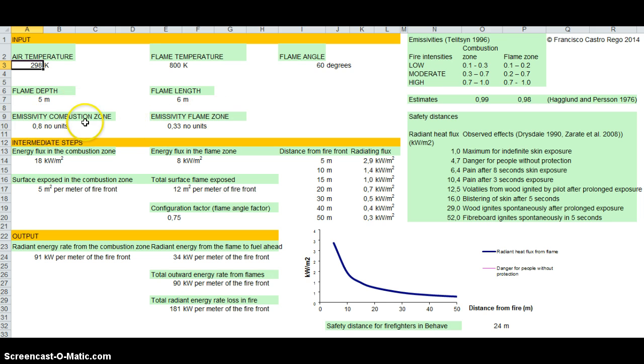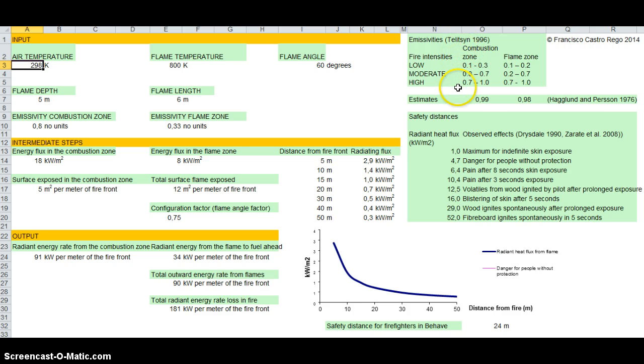flame zone. For these, we generally rely on some estimates of emissivities of fires with different intensities. A low intensity fire will have something between 0.1 and 0.3 for values of the emissivity in the combustion zone, and between 0.1 and 0.2 on the flame zone, according to Telitsin, a Russian scientist.